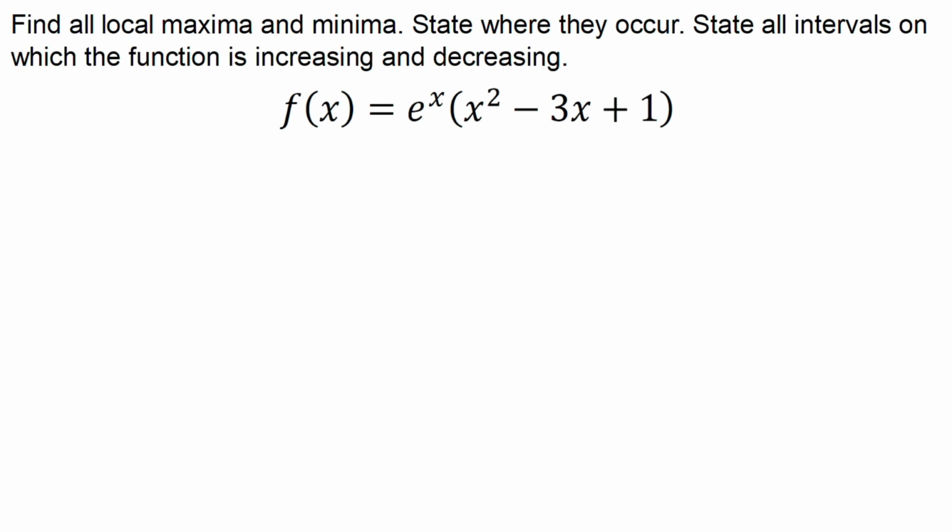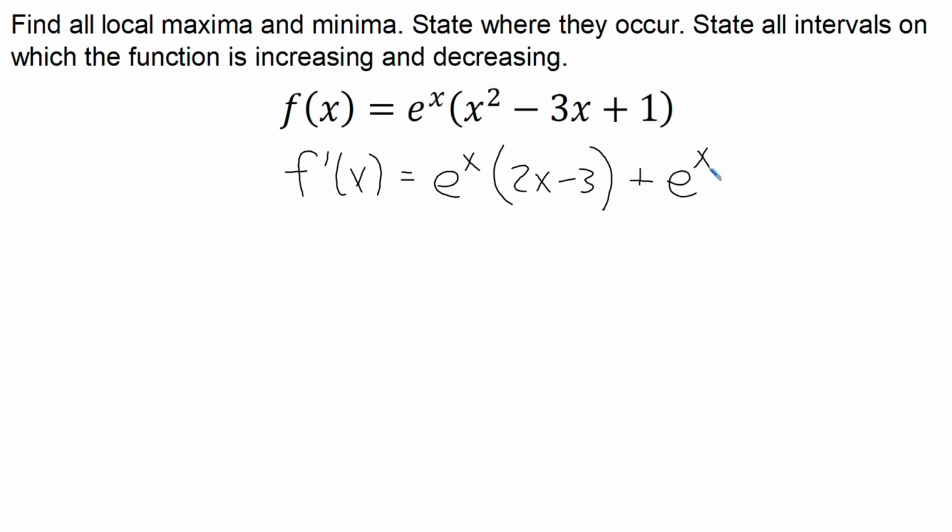All right, for our next one here, we are going to take a derivative again. So we have f of x equals e to the x times x squared minus 3x plus 1. Our derivative here, f prime of x, is going to be done with the product rule: e to the x times 2x minus 3, right? So that's the function times the derivative of the second, and then plus the derivative of the first, e to the x, times x squared minus 3x plus 1.